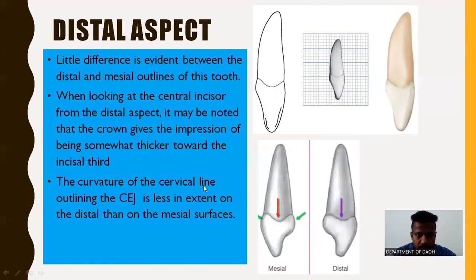The curvature of the cervical line outlining the CEJ is less in extent on the distal than on the mesial aspect. So it is comparatively less in extent towards the incisal. That is, less extent on the distal than on the mesial surfaces. You can see here, it is more extent towards the incisal edges.